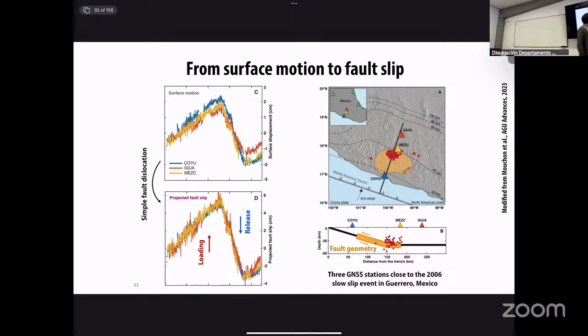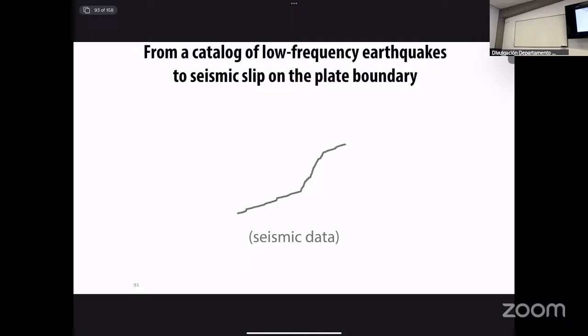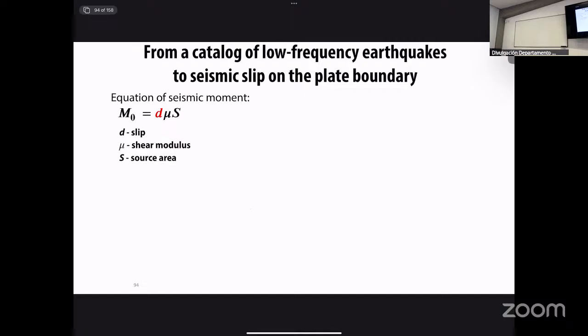All right. So you can see here that the low frequency earthquakes are happening, in map view or in the depth profile, on the down dip edge of this slow slip source region. All right, so what happens if we look at those low frequency earthquakes and try to convert them, going from counting events to actual estimates of fault slip on the interface?